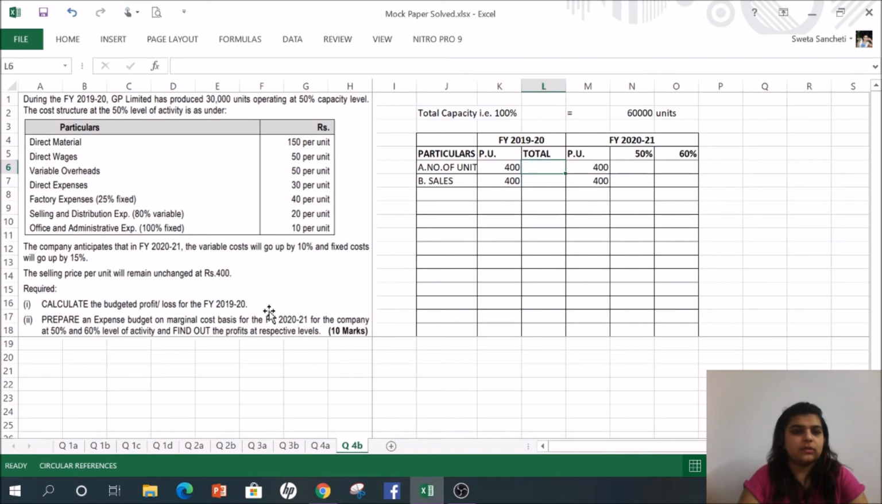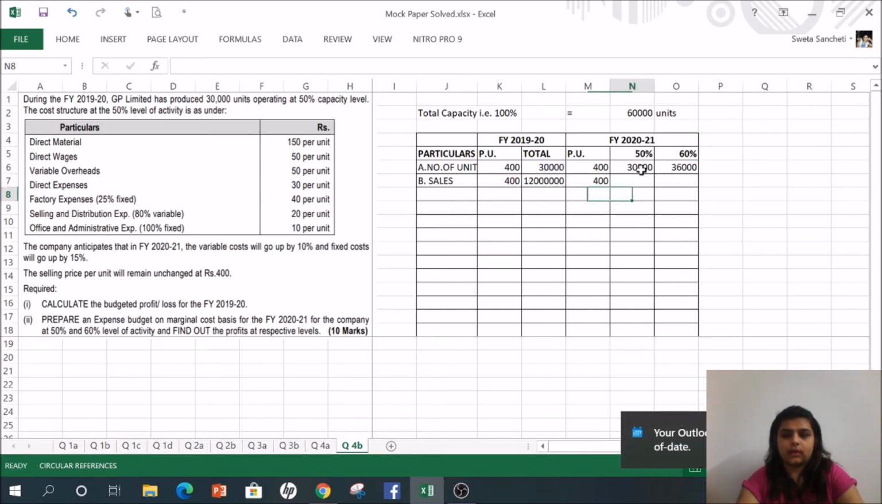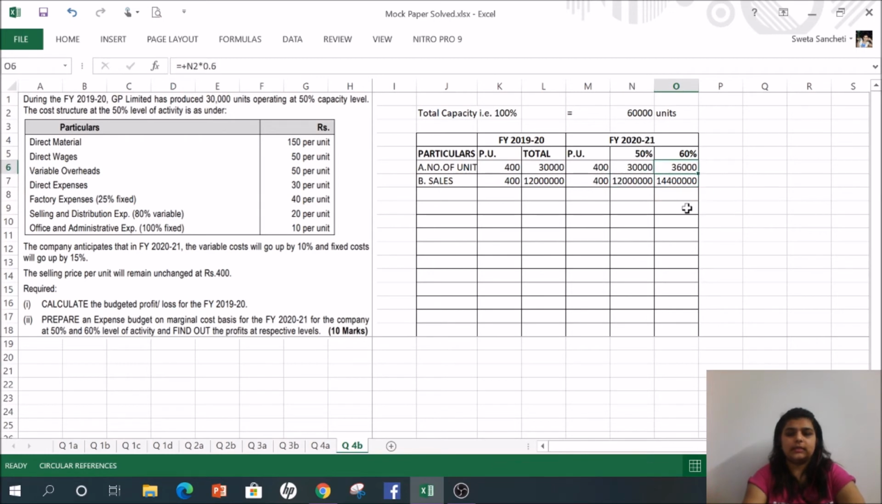Now, FY 19-20 is working at a capacity of 50%, that is 30,000. Similarly, if FY 2020 works at 50%, it would be the same, that is 30,000, and at 60% it would be this into 0.6, 36,000. Now, if the sale per unit is rupees 400, it would be this into 400, and this would be number of units into 400. This is our sales.